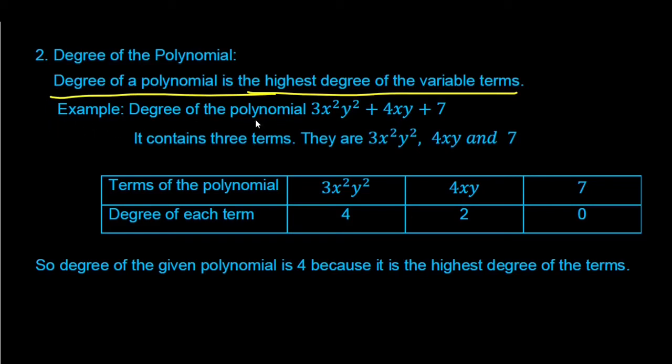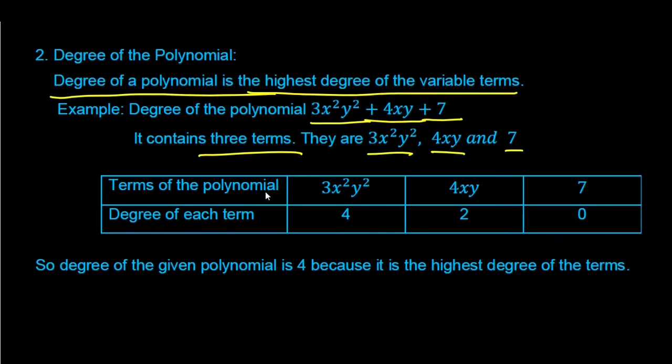Let us take this example. What is the degree of the polynomial 3x square y square plus 4xy plus 7? In this polynomial, we have three terms. The three terms are 3x square y square, 4xy, and 7. Let us find the degree of each term. The highest degree among those degrees is the degree of the polynomial.